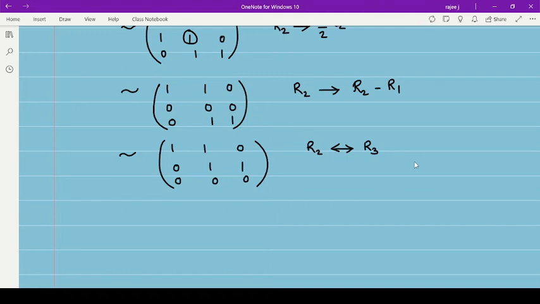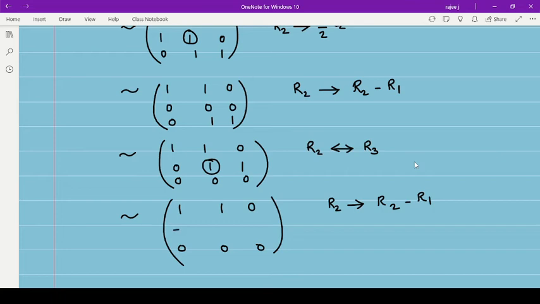Now here it is 0. Now try to make this 0. If I write R2 changes to R2 minus R1, suppose I am writing that, it will become like this. The last row, nothing to do, 0 always. First row 1 1 0. Second row, suppose I am doing R2 minus R1, then 0 minus 1, here minus 1 will come, here 1 minus 1 is 0, and 1 minus 0 is 1 will come.